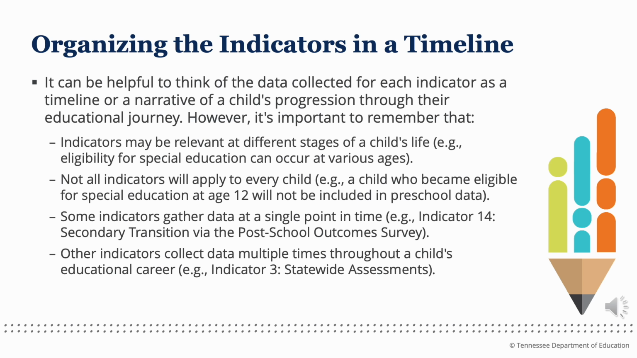Because of this, it might help to reorder the indicators in a way that makes more sense, in a timeline or a narrative of a child's progression through their entire educational journey. But of course, this isn't perfect, and some indicators can be challenging to place within a timeline. There isn't necessarily an age where indicators 9 and 10, or 8 or 4 fit in a simplified story.